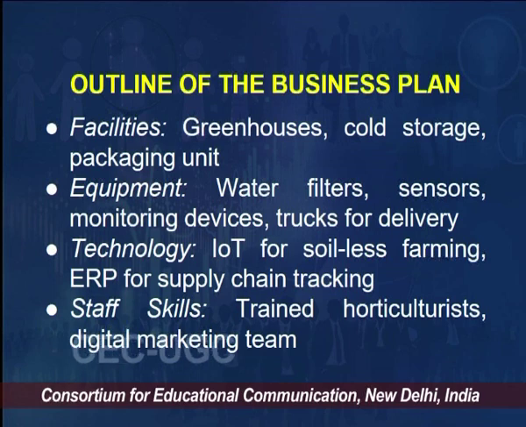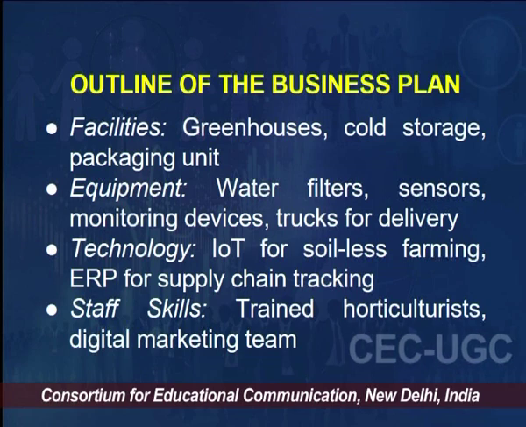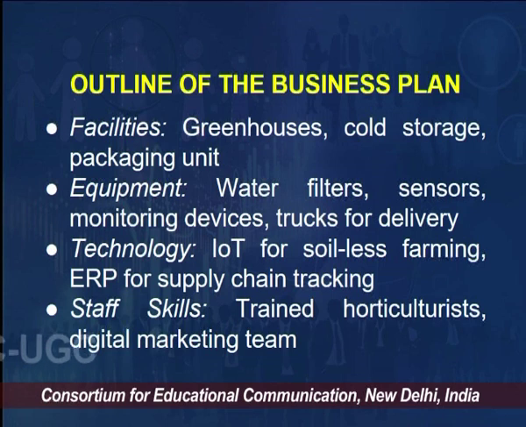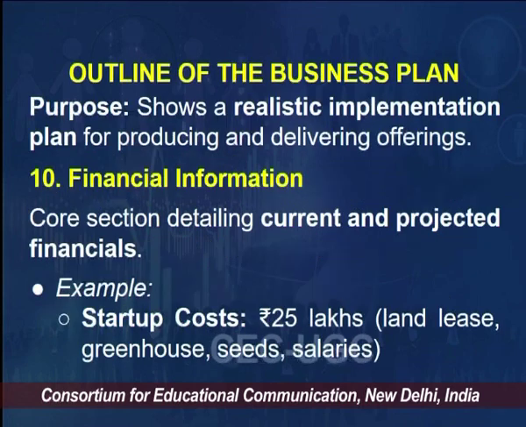There is the technology, that is IoT for soilless farming, ERP for supply chain tracking, and the staff skills for the trained horticulturalist and the digital marketing team. Now coming on to the purpose, it shows a realistic implementation plan for producing and delivering the offerings. And also the financial information, that is the core section detailing the current and the projected financials.